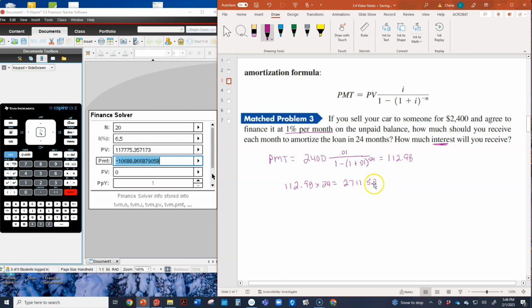This dollar amount right here is more than the $2,400, and the difference between the two is the amount of interest that you're going to make on this deal. So you subtract those two numbers and you find out that you earned $311.52 in interest.